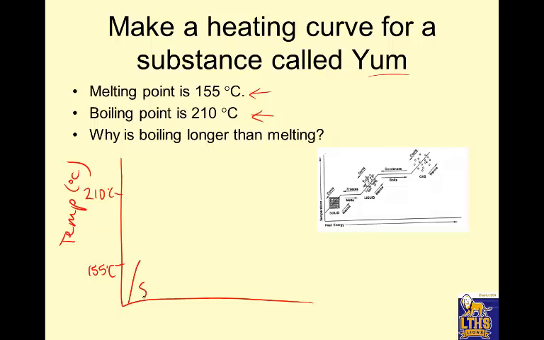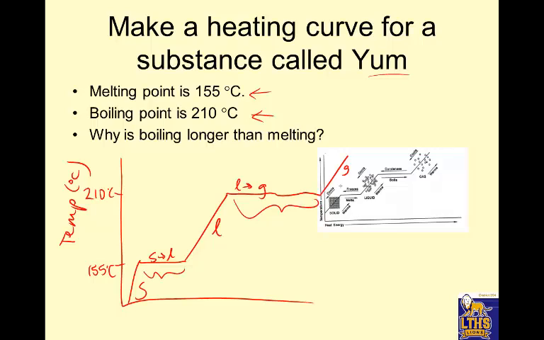So down below we got solid, slanty solid, single state, flat line solid to liquid, phase change. Slanty line, single state liquid, liquid turns to gas, and then slanty part gas, all the same state. Okay, so why is boiling longer than melting? So here's boiling, it's a longer line than melting.